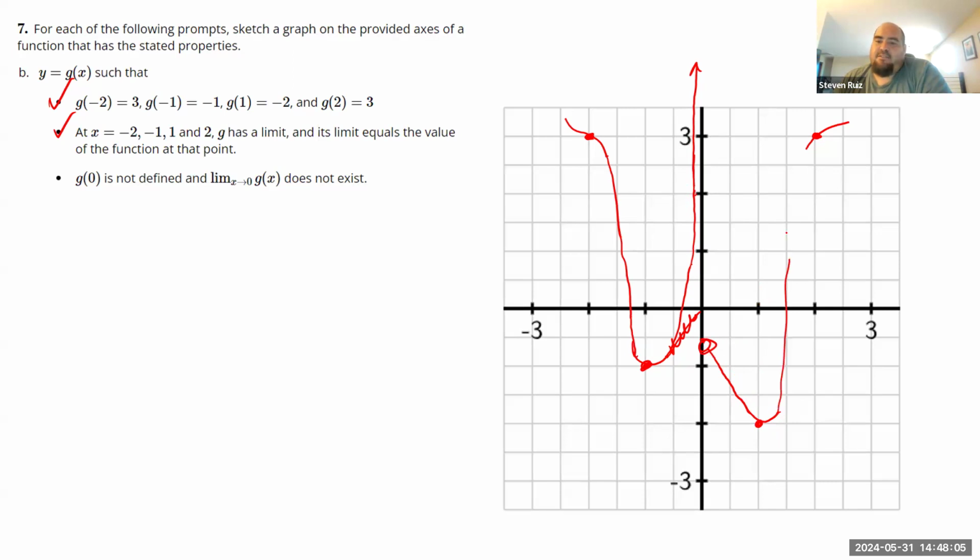Last thing I'll do here is go ahead and connect these. And again, your graph could look quite a bit different from mine. But I do believe that I have handled all of these requirements.